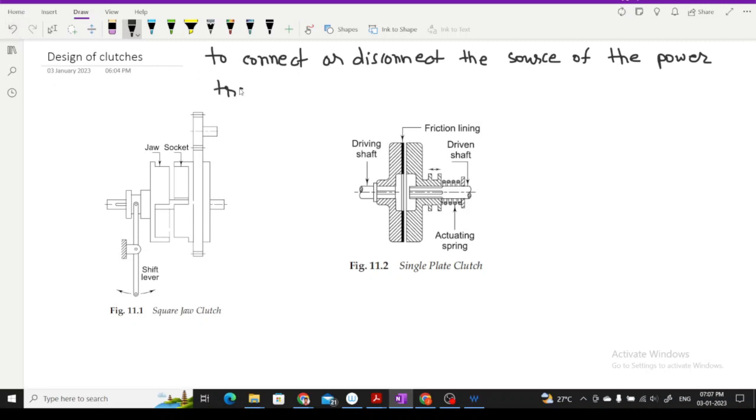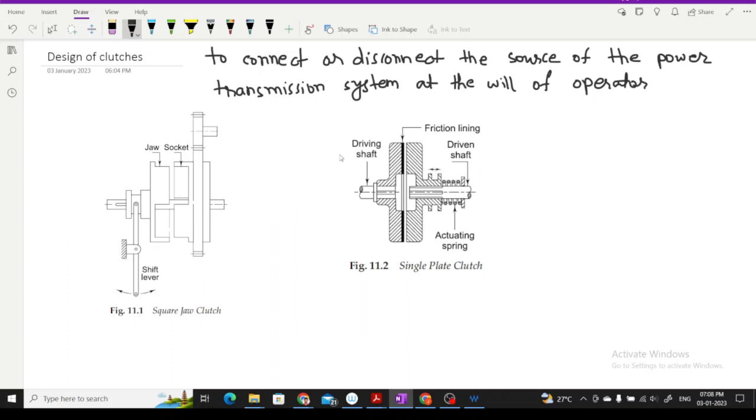Yes, sir. Okay. So the source of the power transmission system at the wheel of operator. It is generally used to connect the driving shaft to the gearbox. So it is allowing the operator to connect or disconnect the source of power transmission system.